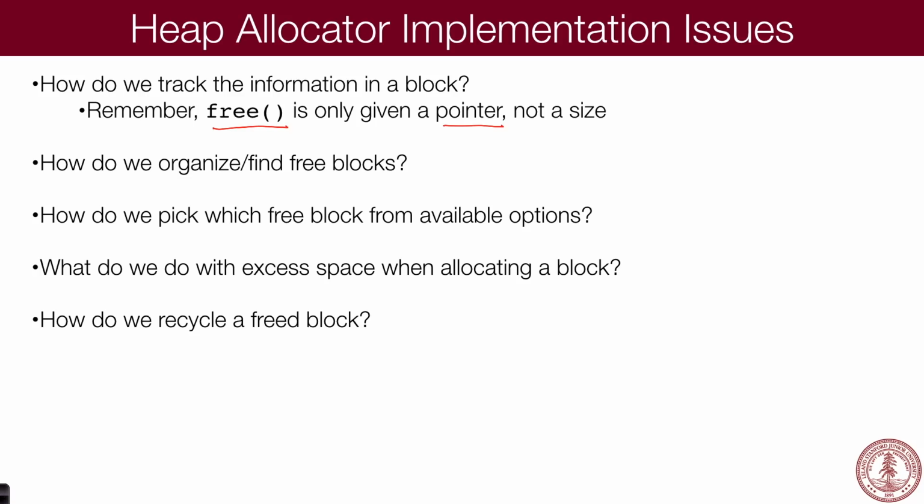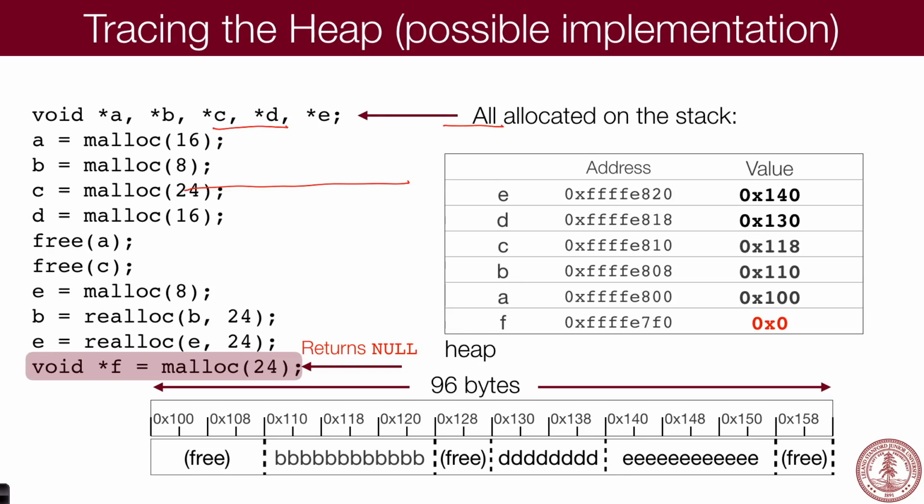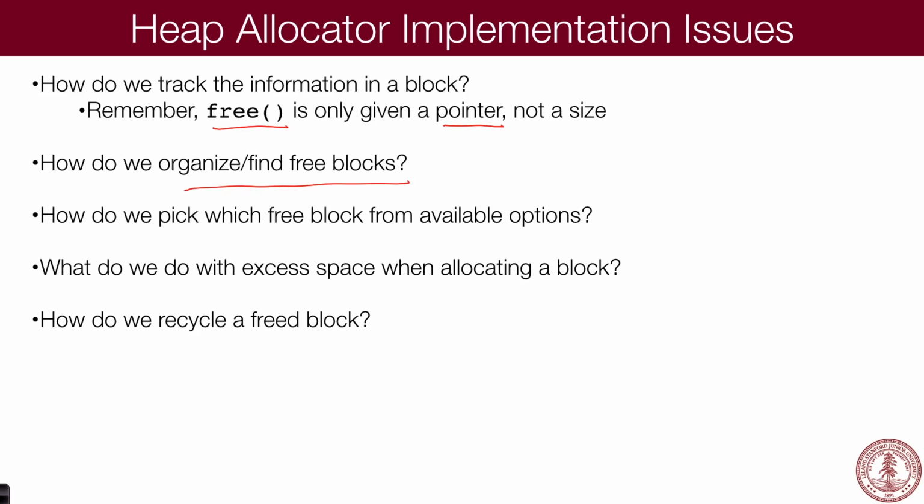Another question: how do we organize and find those free blocks? If you go back to what we just had, how are we actually finding those free blocks? It was easy when we were just looking at it. We go, oh, there's a free block right there. But you can't do that in code. You have to be able to find the next free block, and there's no other information necessarily here. You have to keep track of where all the free blocks are. So that's something we have to worry about.